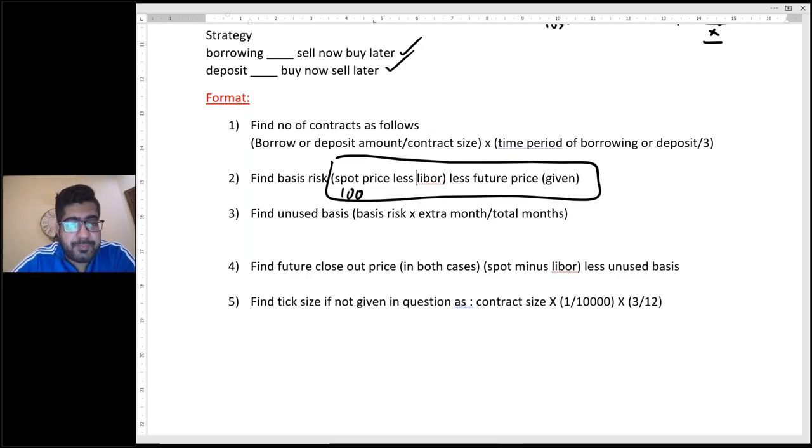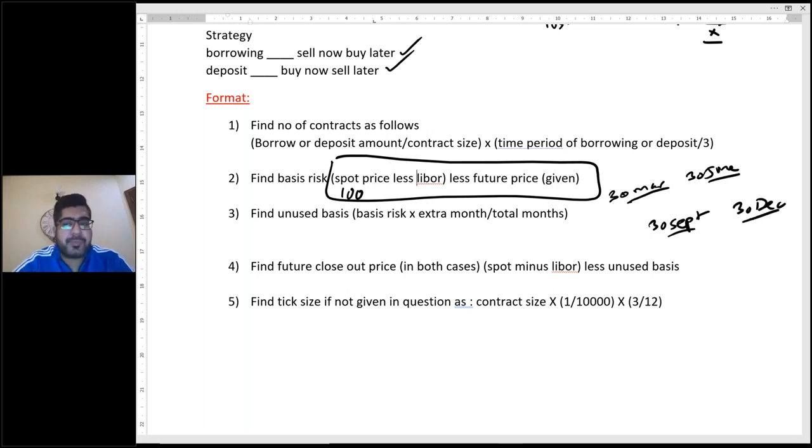The third step is a bit tricky. Find unused basis. Unused basis is basis risk multiplied by extra months over total months. Now, what is this unused basis? Remember, the futures contracts are only available for 4 months: 30th March, 30th June, 30th September, 30th December, every quarter. There's no other option of getting a futures contract. It's 30th March, 30th June, 30th September, 30th December, internationally, anywhere in the world.